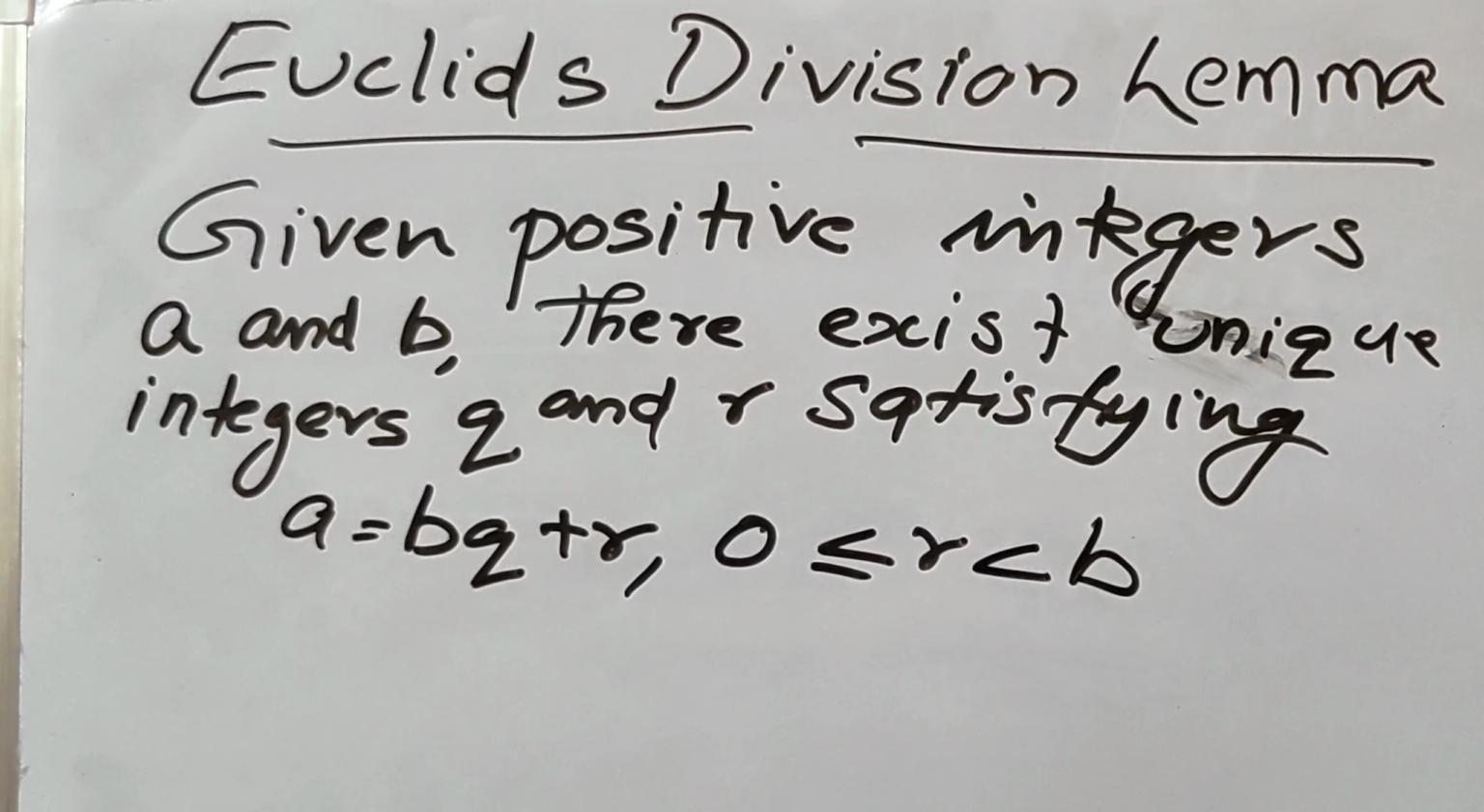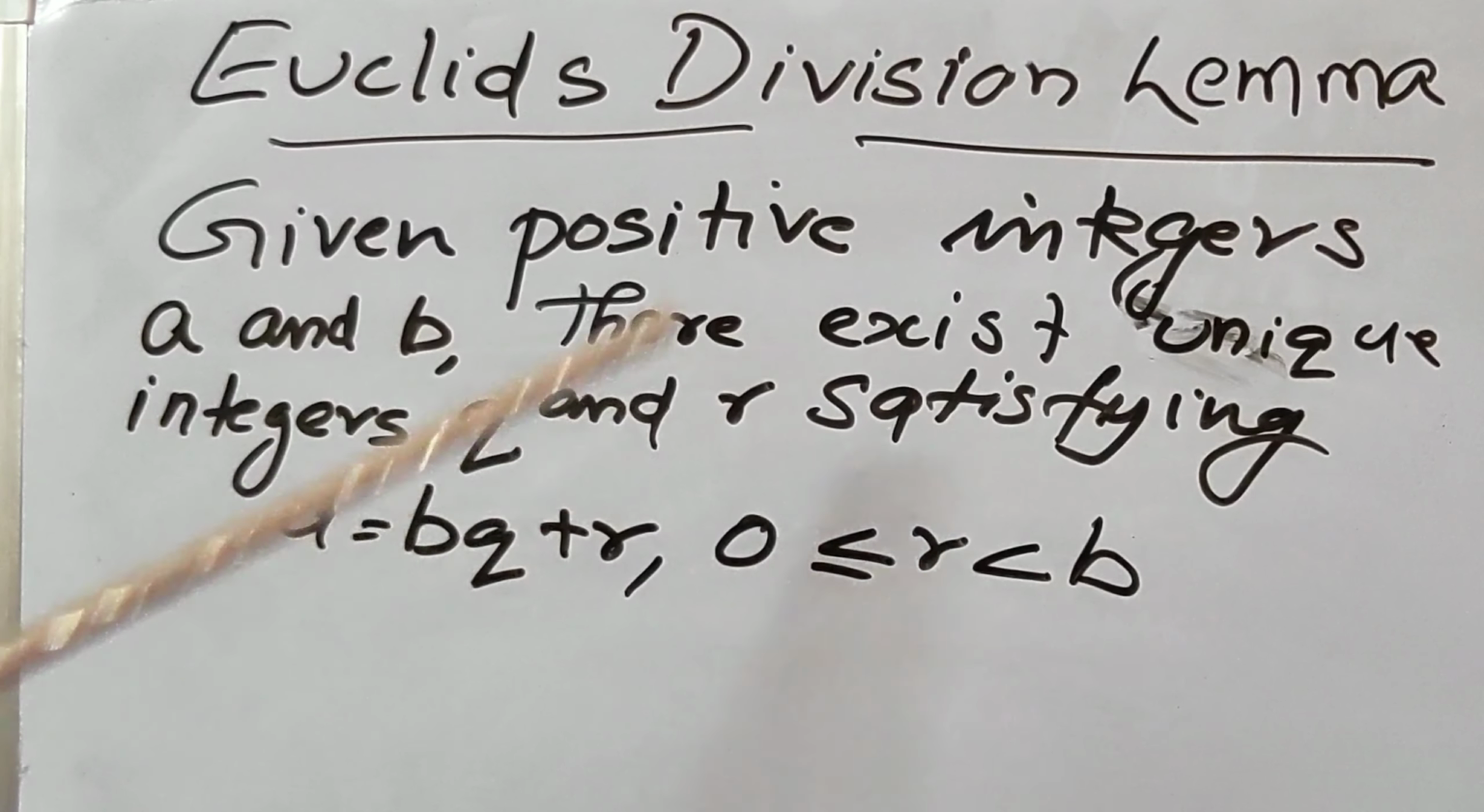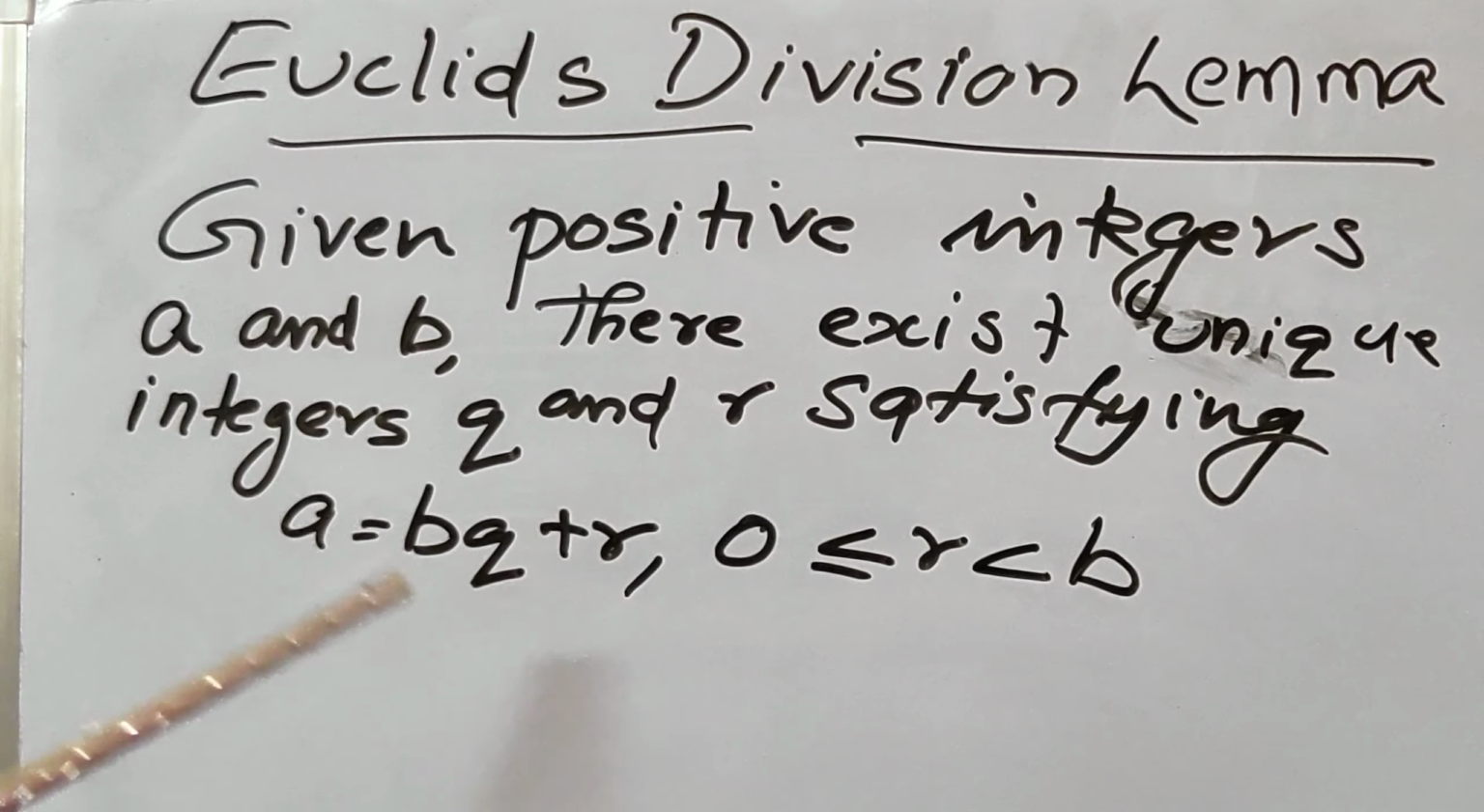So what is Euclid's division lemma? Euclid's division lemma is a theorem and it states like this. Given positive integers a and b, there exist unique integers q and r satisfying a = bq + r, 0 ≤ r < b. So what is meant by these unique integers q and r?